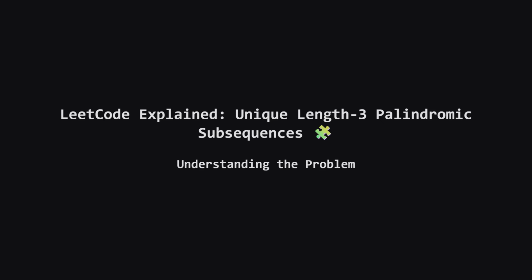Hello everyone, welcome back. Today we're tackling a really interesting medium-level problem called unique length-3 palindromic subsequences. This is one of those string problems that seems complex if you try to brute force it, but becomes beautifully simple once you realize there's a fixed structure we can exploit. I'll break down exactly what that structure is, and how we can use it to solve this efficiently.